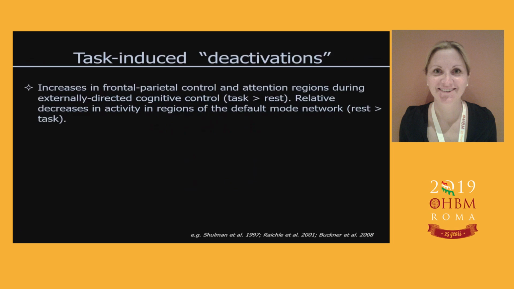Okay, so a highly consistent finding across a wide range of functional imaging studies is increases in frontoparietal control and attention regions during externally directed cognitive control tasks, and relative activation decreases in regions of the default mode network. These task-induced deactivations have been attributed to a role for the default mode network, DMN, in internally directed or self-referential cognition.